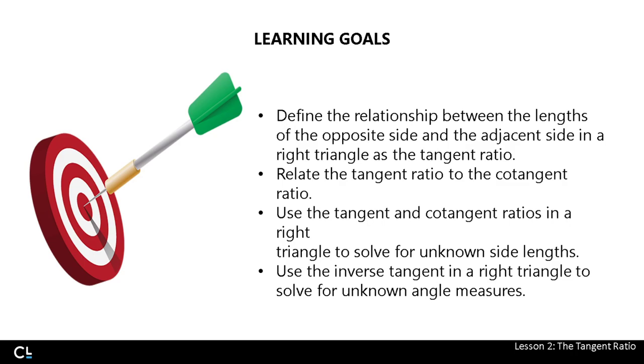We're going to relate the tangent ratio to the cotangent ratio, and we're going to use the tangent cotangent ratio to solve problems, and we're going to use the inverse tangent in a right triangle to solve for unknown angle measures. We're going to be getting a lot thrown at us today. So if you need to pause and take time throughout this lesson, feel free, right? There's a lot going on.